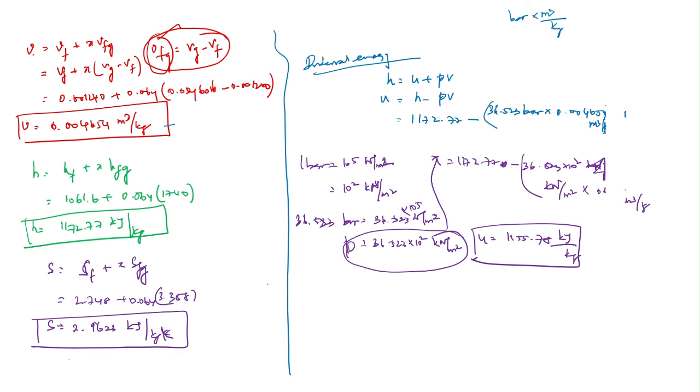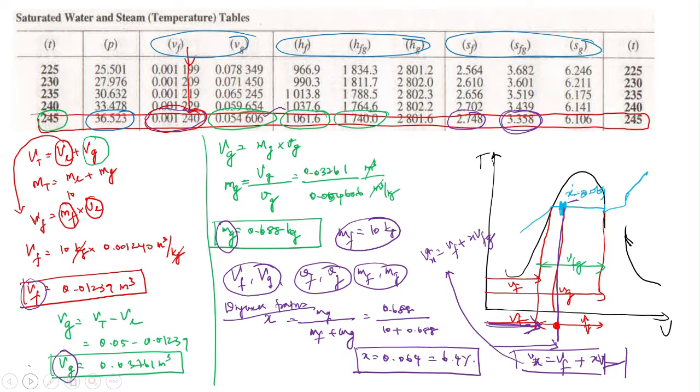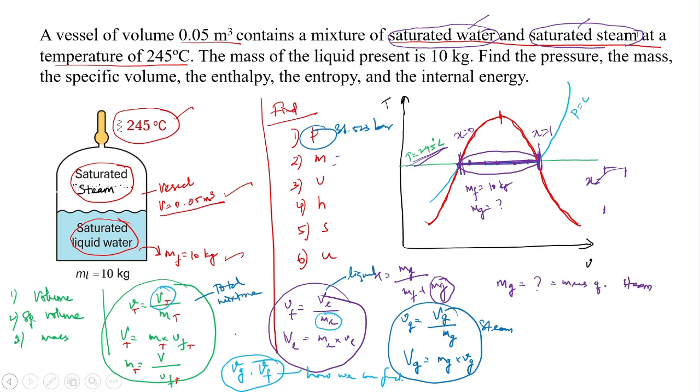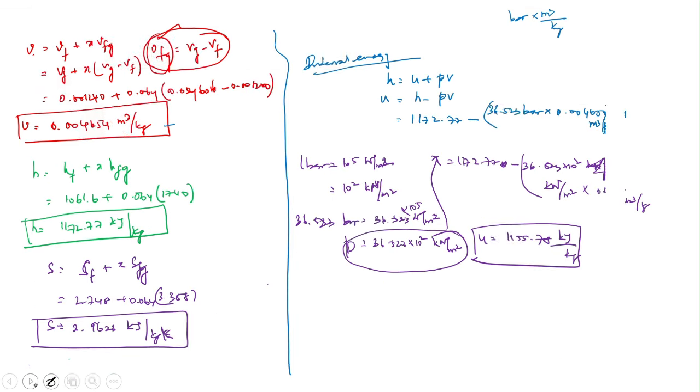So we found all these parameters. Here the pressure is given, then the total mass, which is the combination of liquid plus steam, is 10.668 kilogram. The specific volume we found, total specific volume, is the third one. The enthalpy is the fourth one, entropy is the fifth one, and the internal energy is the sixth one. So all six parameters are found.